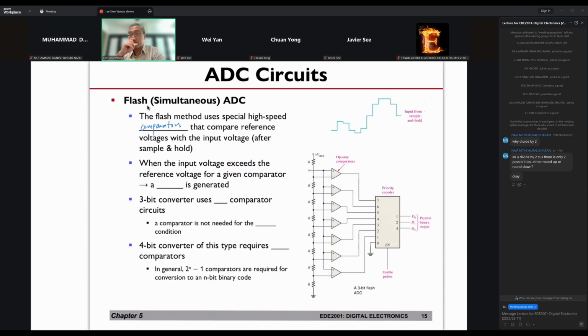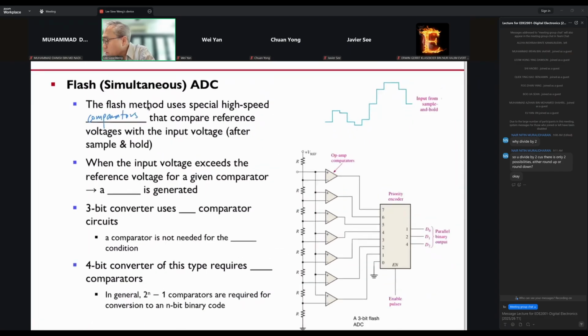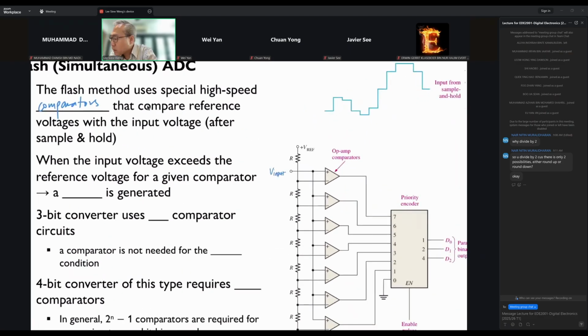Now, where is the input voltage here? If you look closely at the circuit here, this is where the input is. Let me write it down. So this is your V input, your input voltage.